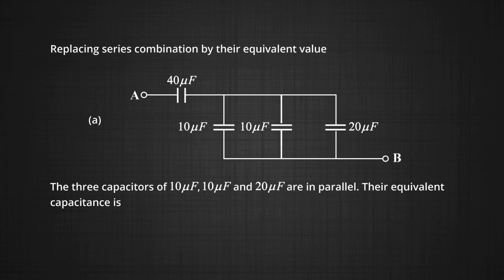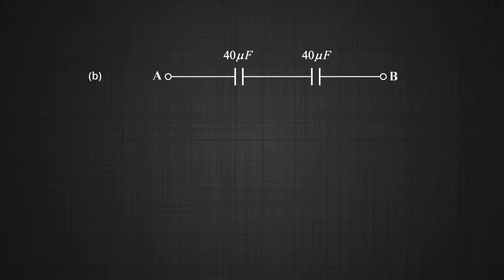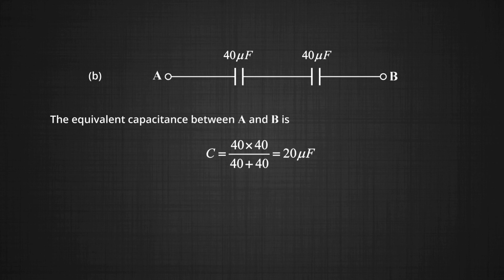Clearly, the 3 capacitors of 10 microfarad, 10 microfarad and 20 microfarad are in parallel. So, their equivalent capacitance is C2 equal to 10 plus 10 plus 20, which comes out to be 40 microfarad. Now, the circuit reduces to the equivalent circuit shown in the figure. We have 2 capacitors of 40 microfarad each connected in series between the points A and B. The equivalent capacitance between the points A and B can be calculated by the series combination formula, which comes out to be C is equal to 40 into 40 upon 40 plus 40, that is 20 microfarad.